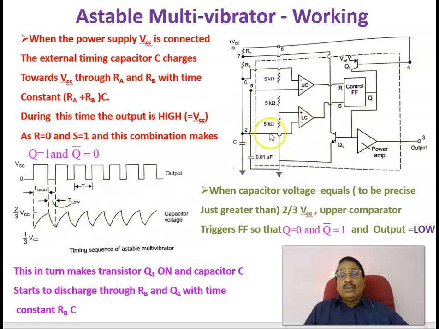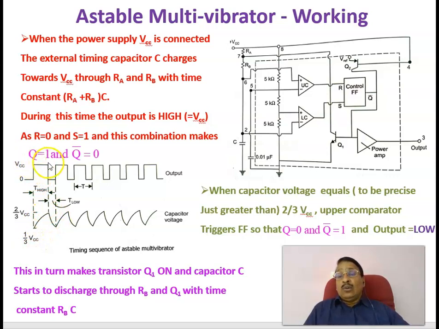Once the capacitor voltage goes below 1/3 VCC, the set pin goes high, Q is high, Q bar is low, and the output changes to 1. The transistor is turned off. From this point the output goes high, and the charging process happens again through RA and RB, from 1/3 VCC to 2/3 VCC. This is the voltage across the capacitor.